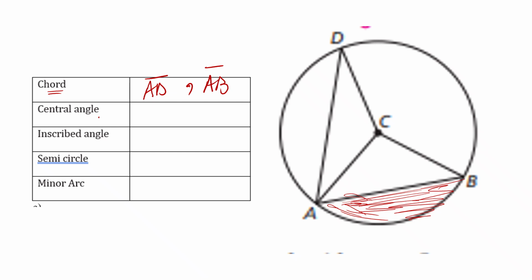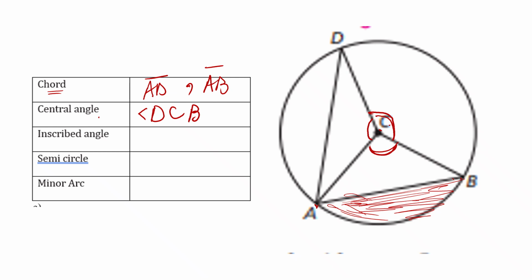Central angle means that the vertex is at the center. So you can say angle DCB or angle BCD is a central angle. DCB is the central angle. Even angle ACB is also a central angle. Even angle ACD is also a central angle. So anything you can write.